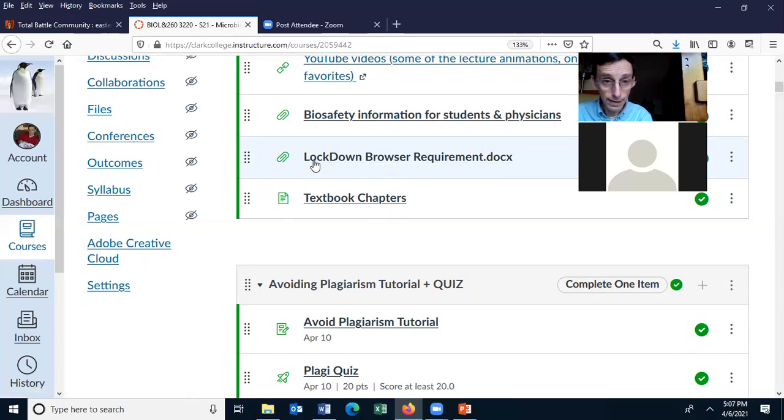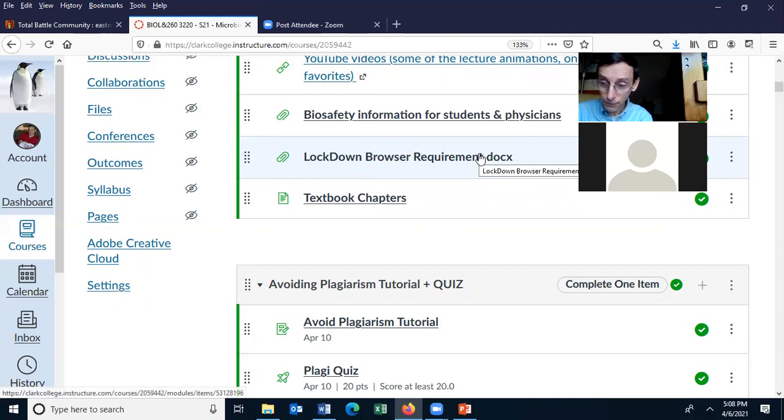What this software does is lock down your browser, and you have to be in the browser taking the quiz, and you're locked down until you submit the quiz. So you can't use other parts of your computer, except maybe a calculator, when you're taking the quiz. Any questions about that? I do require you to use the Lockdown Browser for the multiple choice questions. This is a program that you need to download. Click on it and you can get it.